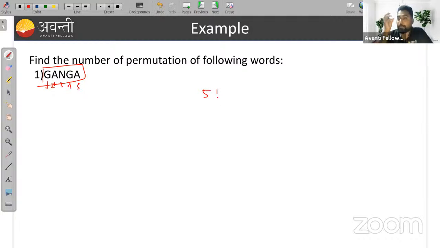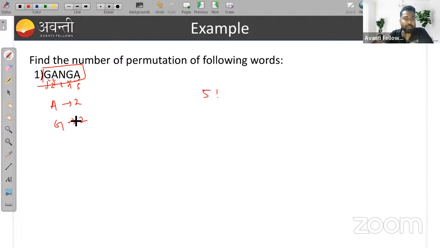So total, that is, the number of five objects taken all at a time, and where A repeats here, A is repeated, that is twice. We have in Ganga A present twice, and also G. Let's understand what the answer is. And G is also written twice in Ganga.